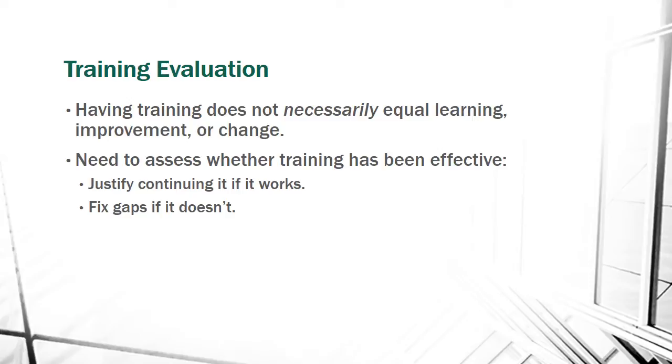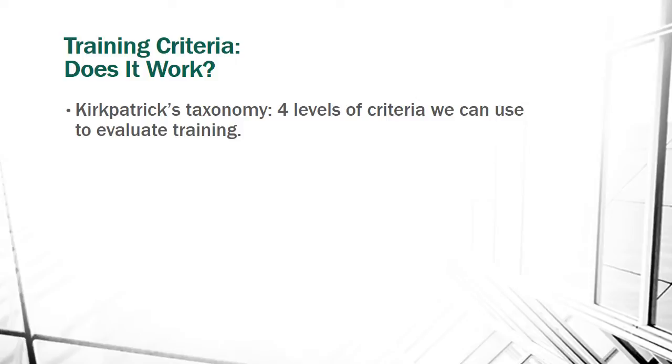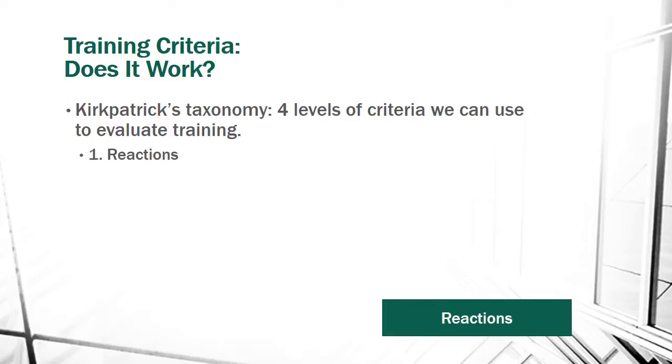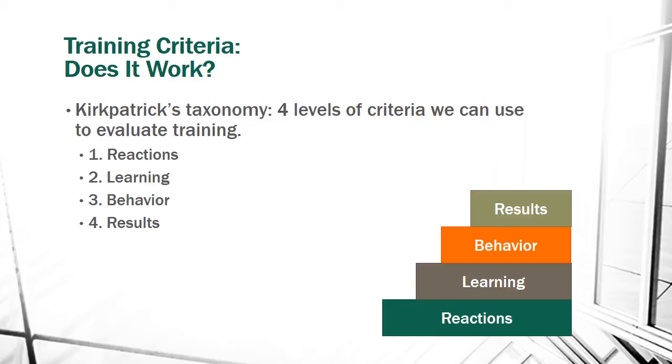So in industrial psychology, we have been thinking about how best to evaluate training for a very long time. And we rely on a model that's been around for quite some time, but it's proven to be a pretty effective, pretty useful way of thinking about it, called Kirkpatrick's taxonomy. Kirkpatrick proposed 4 different levels or sets of criteria we can use to evaluate whether a training program worked. The first level in Kirkpatrick's taxonomy he called reaction criteria. The next level up from that is learning criteria, followed by behavior criteria, and finally results criteria.